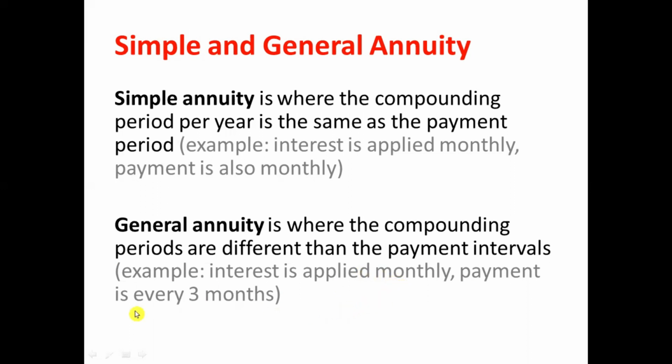I just want to clarify that the application of interest can also be less frequent than the payment periods. So it can be that interest is applied every 3 months while payment is monthly. Just to be clear. Again, in a simple annuity, the payment period is the same as the compounding period, and in a general annuity, they are different.